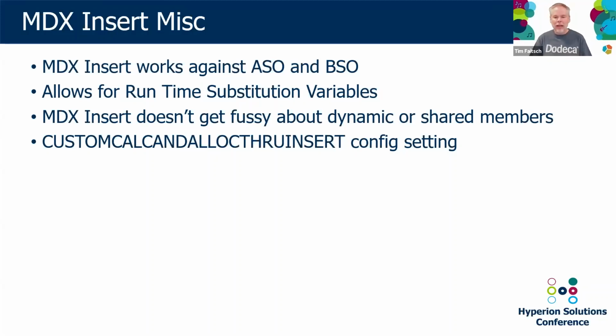And they also added, I haven't had a chance to test this, but this is something for those of you who have written a bunch of those execute calculations and allocations in ASO: a config setting called custom calc and alloc through insert. When you set that, I guess it's going to interpret those as an MDX insert. And the MDX insert, when I did test, was quite a bit faster than those execute calculations and allocations. Okay, so that's the MDX insert.